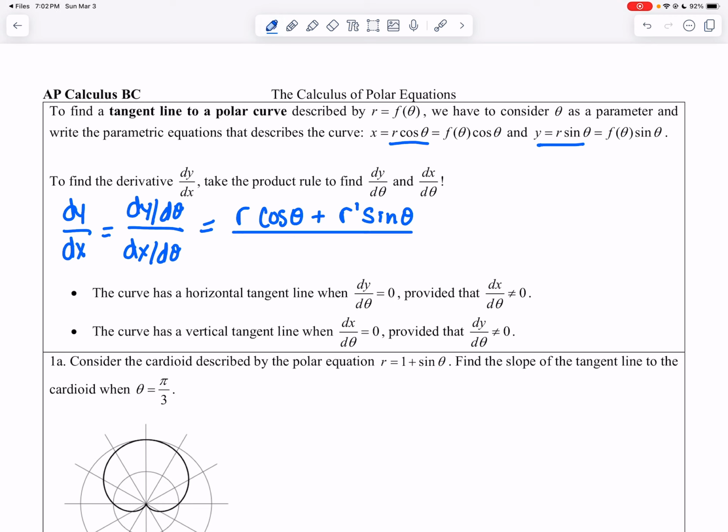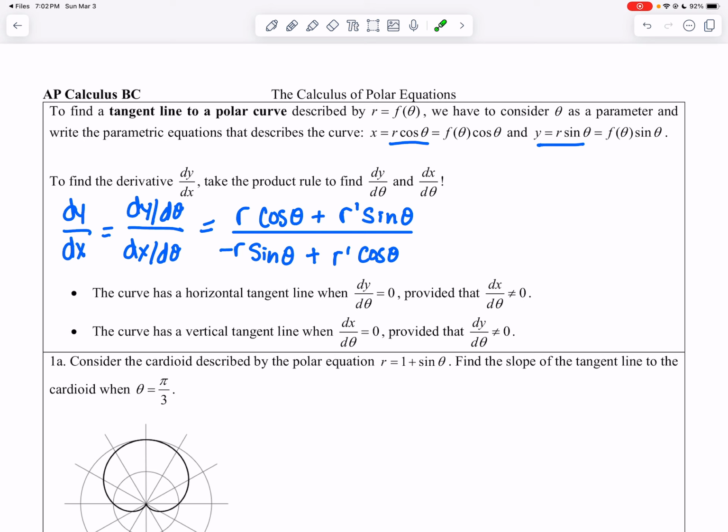And then to find dx d theta, we are going to do the same thing. So first times the derivative of the second, you're going to get negative r sine of theta plus second times the derivative of the first. So that gives you this right here.